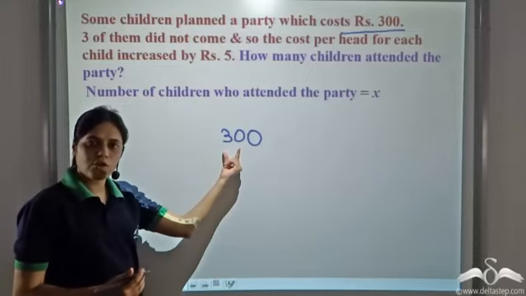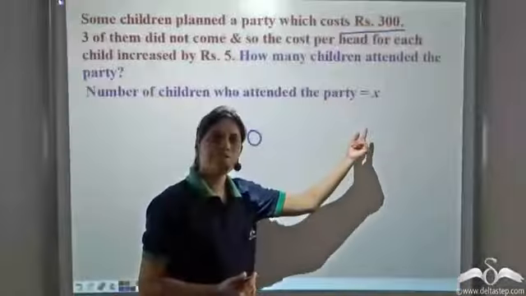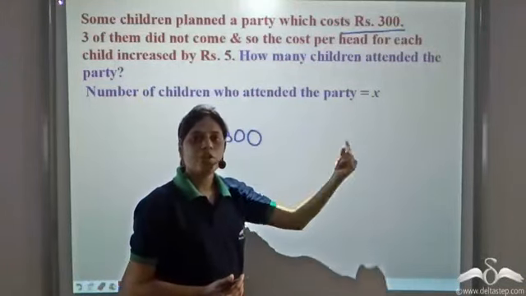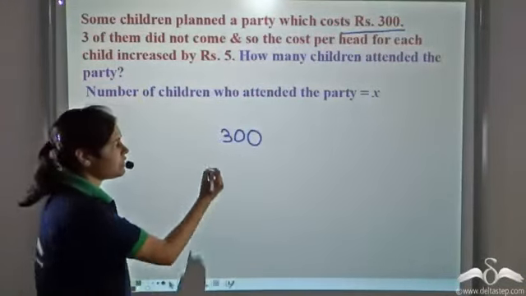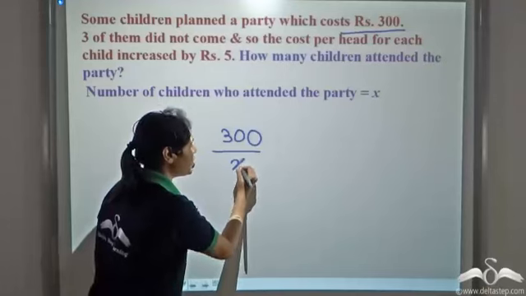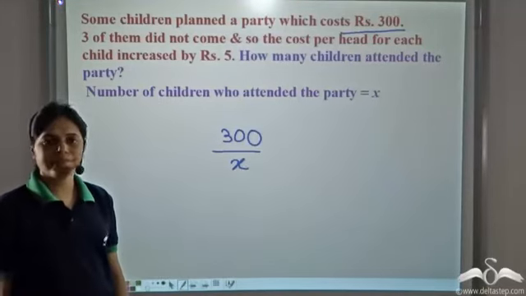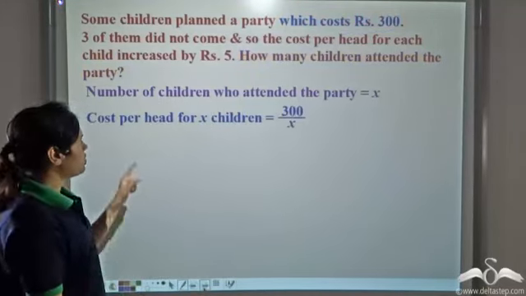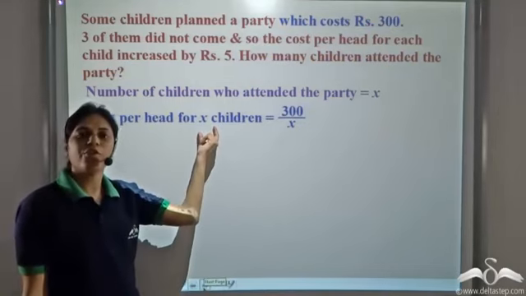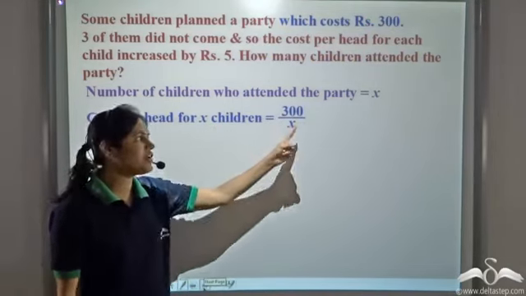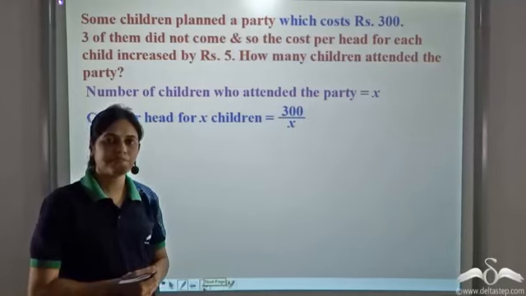300 is the total cost. x children attended the party. So the cost per head will be 300 divided by x. So cost per head for x children is 300 divided by x.